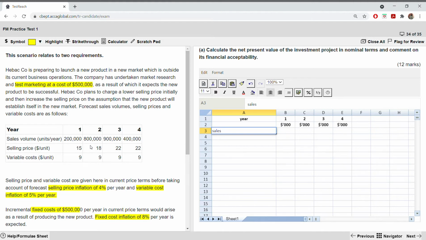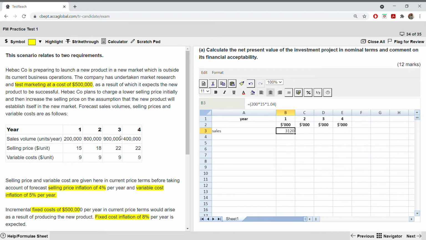Now equal to 200. Don't put 200,000. Why? Because we have dropped down the 3 zeros. Okay, so put 200 multiply by, what is the selling price? 15. Multiply by the inflation. What is the inflation rate for the selling price? 4%. So it will be 1.04. Enter. 3102. Now you cannot drag this to the other cells.